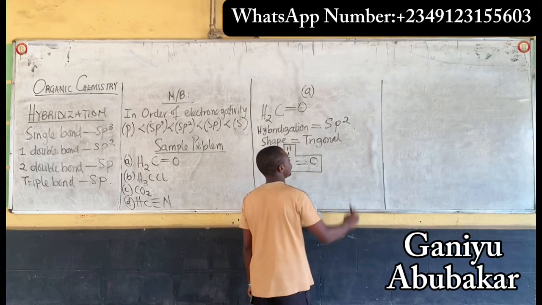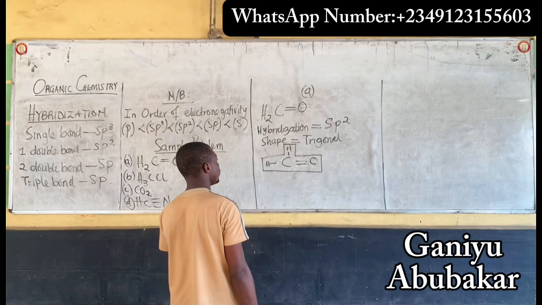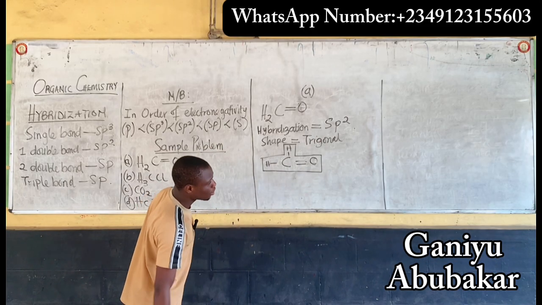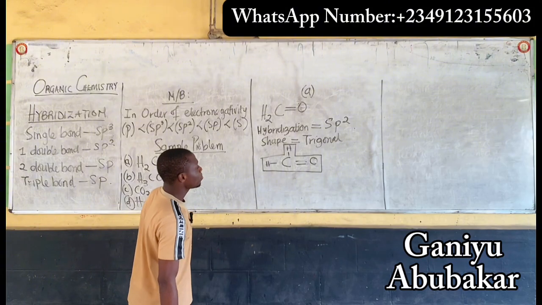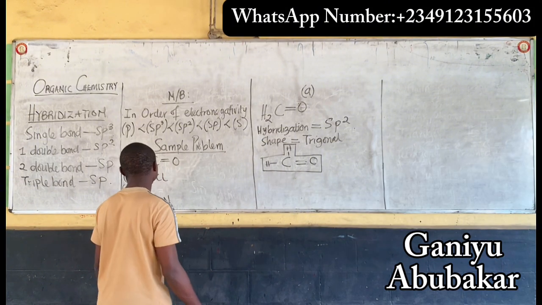Trigonal, please, not triangular. So it's called trigonal. So this is a trigonal shape. So I'm done with A. Let's do B.